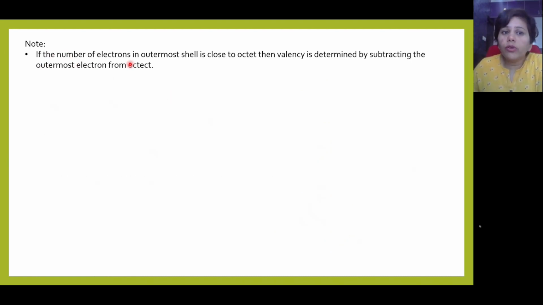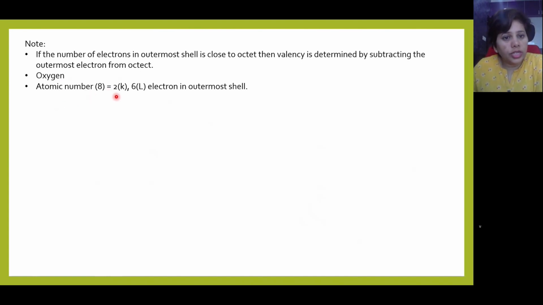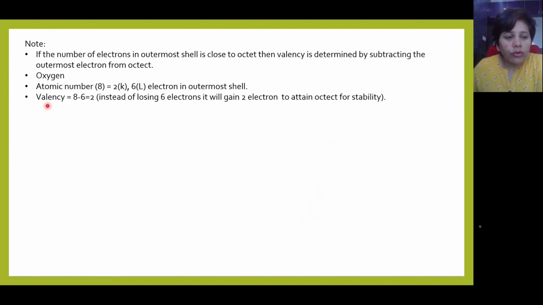Note: if the number of electrons in the outermost shell is close to octet, that is 8, then valency is determined by subtracting the outermost electrons from the octet. For example, oxygen. The atomic number of oxygen is 8, 2 electrons in the K shell and 6 electrons in the L shell, as we have already seen. So valency will be 8 minus 6, that is 2. So instead of losing 6 electrons, it will gain 2 electrons to attain octet electronic configuration and stability.